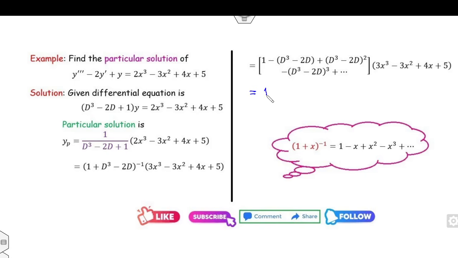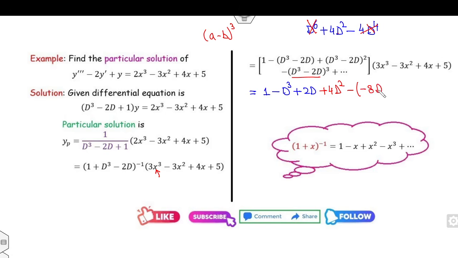Now you can open this. It's 1 minus D cube plus 2D. If you open this square, the first quantity is D^6 plus 4D square minus 2ab. Since I need up to the degree 3, the D^6 will be cancelled. The only quantity here is D square and this is 4. I can cancel that. If you write it as a minus b whole cube, which value has degree less than or equal to 3? Only this number, that is minus 8D cube. Fine. And the rest of the values cancel, or you can say the higher degrees are there.